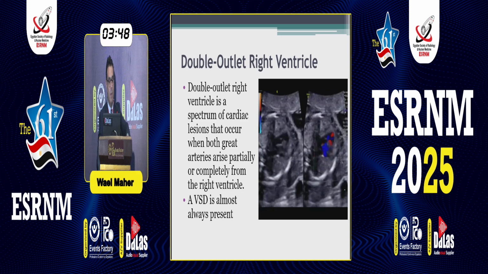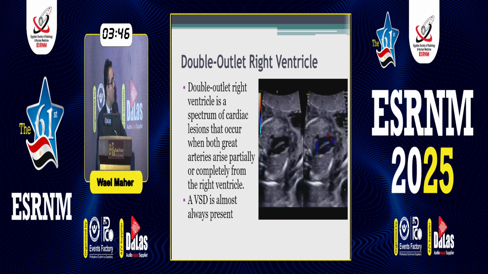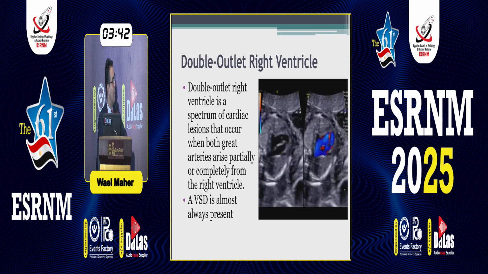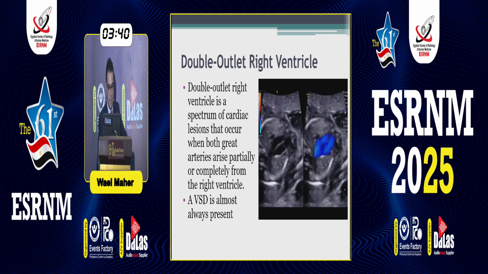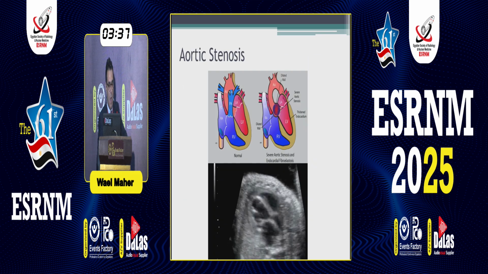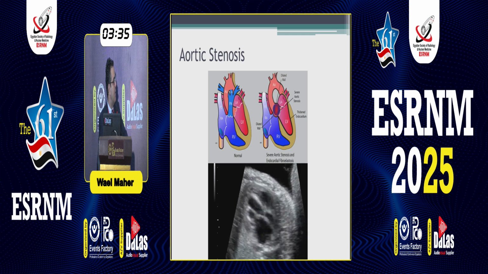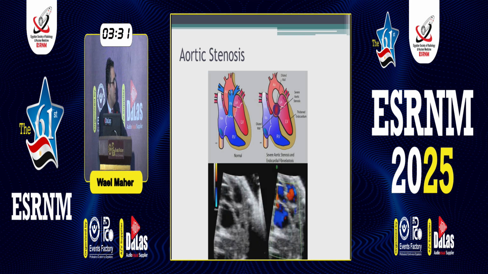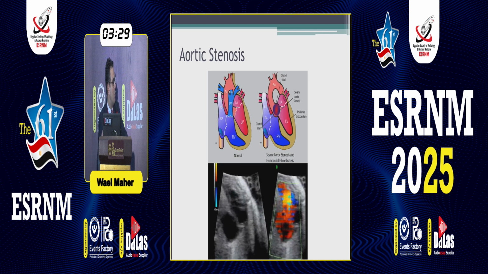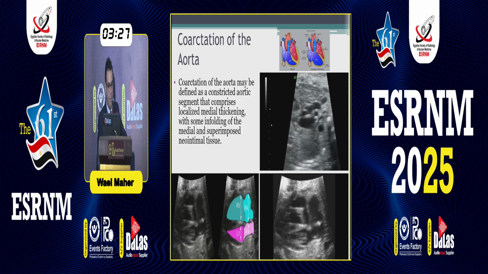Double outlet right ventricle, you can see here that the pulmonary artery and the aorta are exiting from the right ventricle, giving this characteristic appearance. Aortic stenosis, I've mentioned, you can see here the LVOT, and there is stenosis in the caliber, the ballerina's foot.